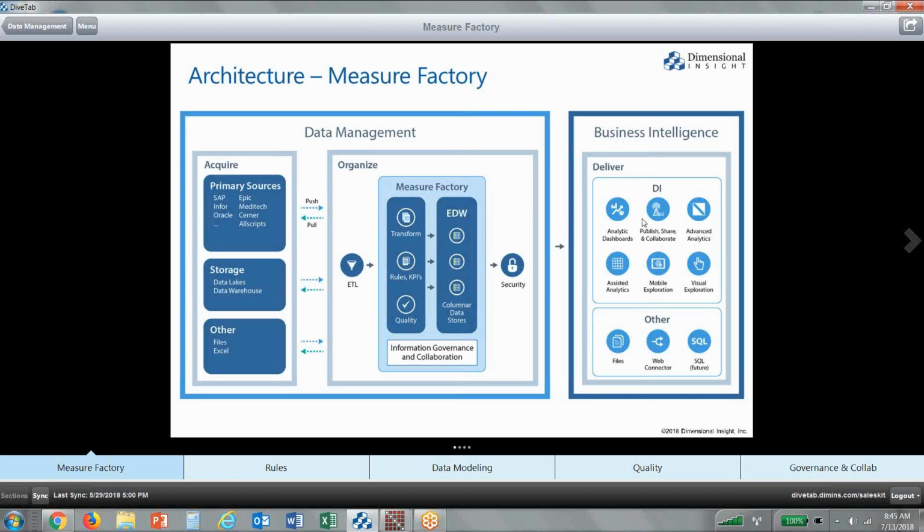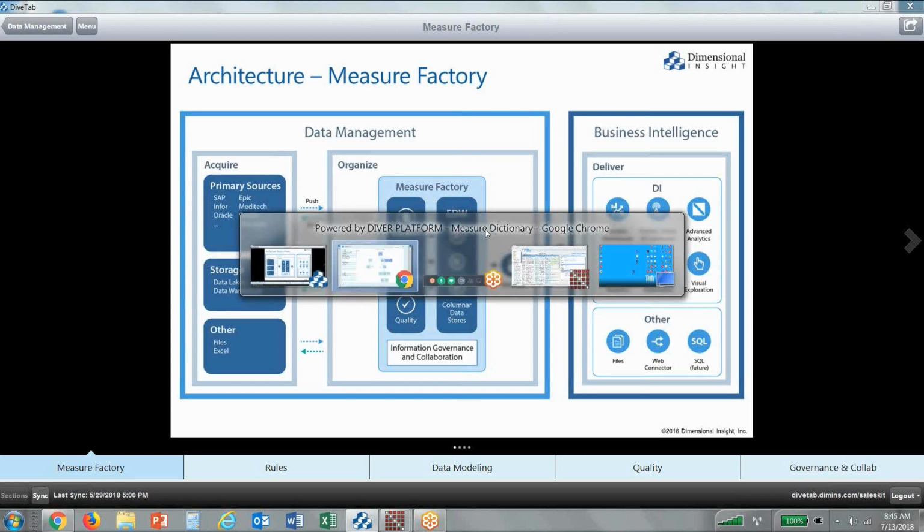Now, we've added to that architecture an innovative capability that we refer to as the Measure Factory. And as the name implies, the factory automates much of the process around the measure lifecycle, such as integrating the data that's necessary, applying business rules automatically, and then integrating the metadata for the measure directly into the measure itself to support the self-service experience.